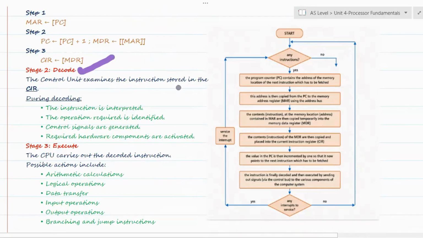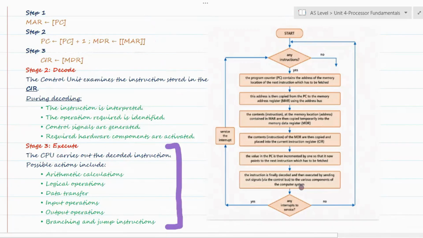The control unit examines the instructions stored in the CIR, and then the final step is to execute the instruction. Okay. During decoding, the instruction is interpreted, the operation required is identified, control signals are generated, and required hardware components are activated. During execution, it may involve arithmetic calculations, logical operations, data transfer, input operations, output operations, branching and jump instructions, etc. So, fetch, then decode, and then execute. And then the cycle continues.